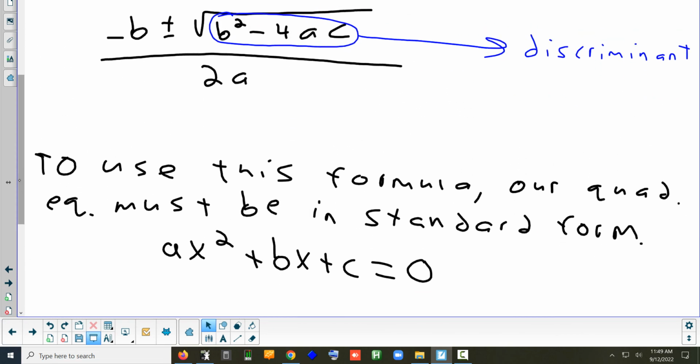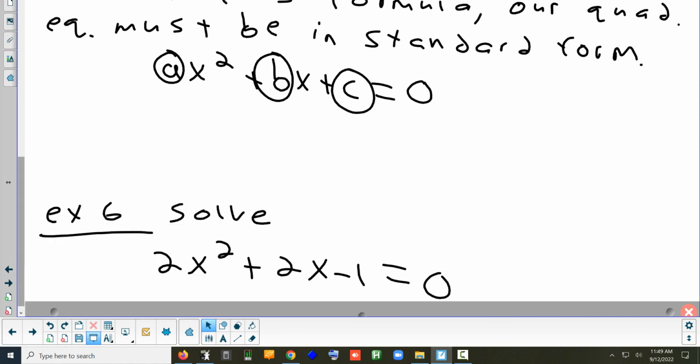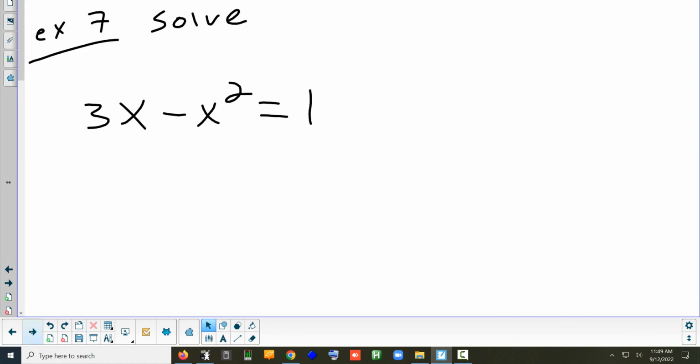So to use the quadratic formula, you have to be able to identify a, b, and c. And a, b, and c can be identified if you set it equal to 0. And there's a, there's b, and there's c. Okay, got that one.